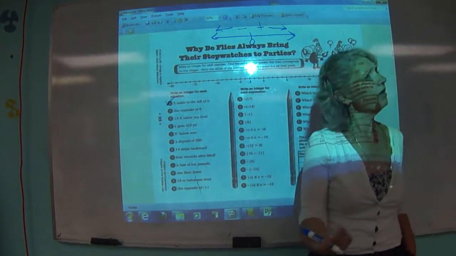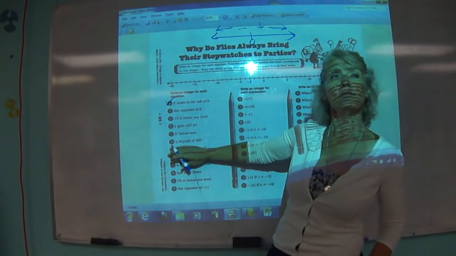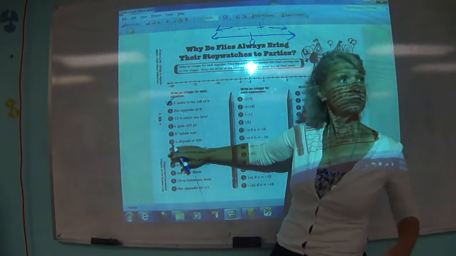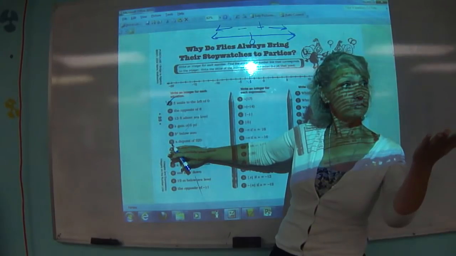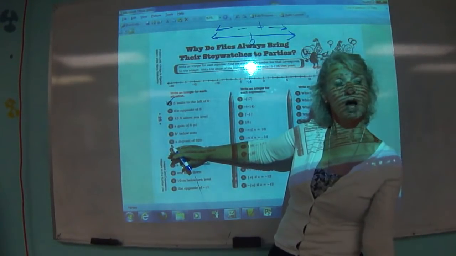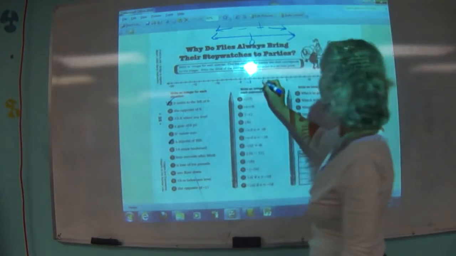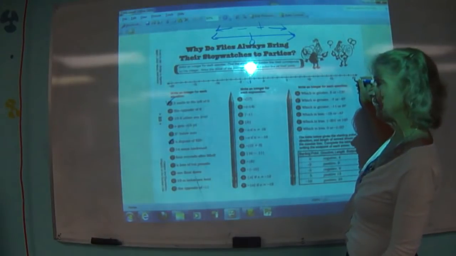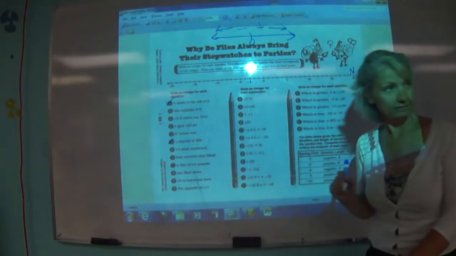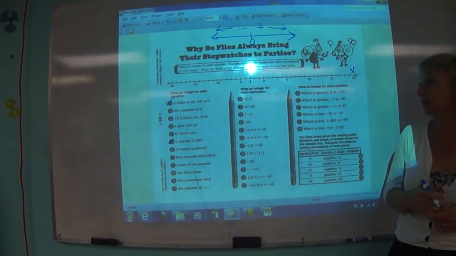But let's look at some other things, such as, what is a deposit? If you go to the bank and you make a deposit, what happens to your bank account? Did your bank account get bigger or smaller? Bigger. It gets bigger. So we're going to go positive 20, that's your deposit, and we're going to do the letter N. Okay? Now let's look at a couple other things.